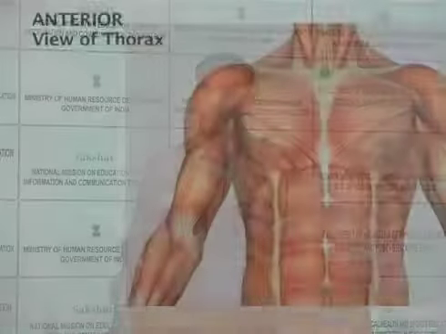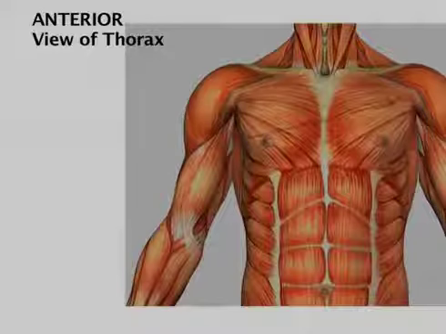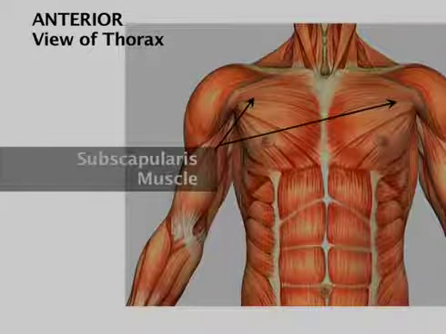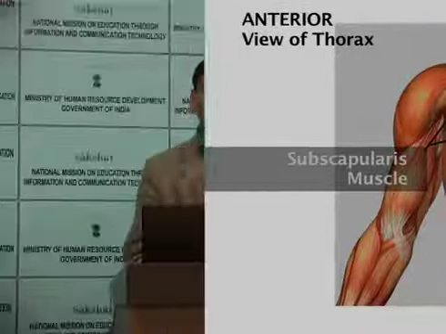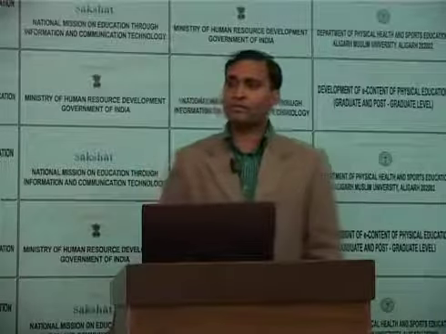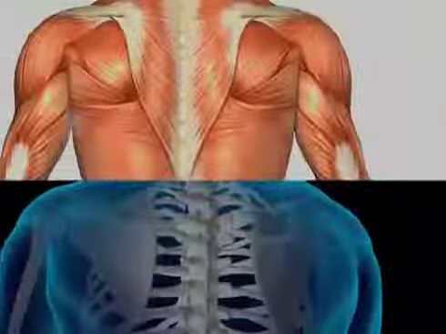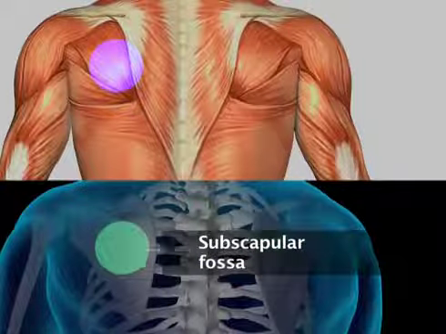There is one muscle anteriorly which controls shoulder mobility, the subscapularis muscle. Now I am going to discuss the subscapularis muscle in detail. First I would like to mention the origin of the subscapularis muscle. The muscle comes from nearly the whole of the subscapular fossa.